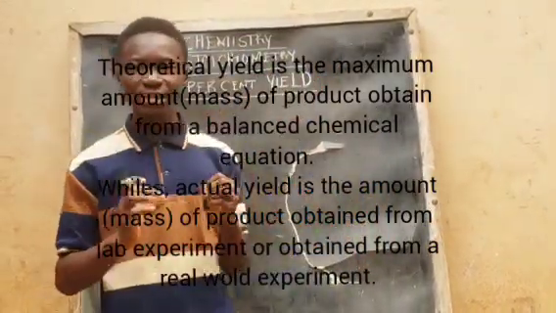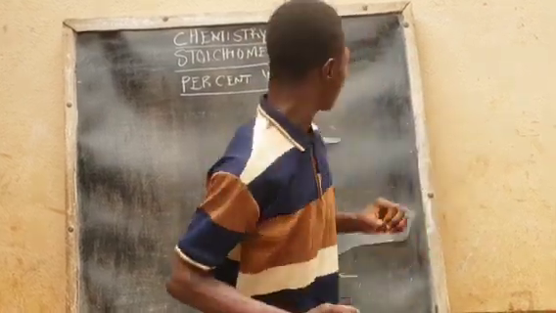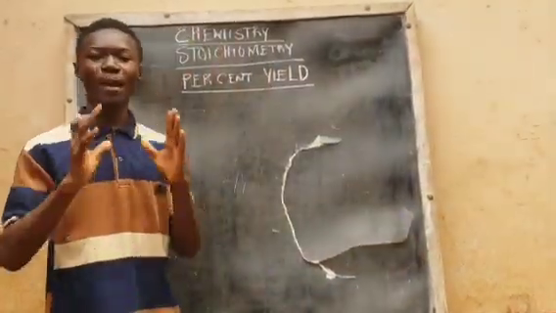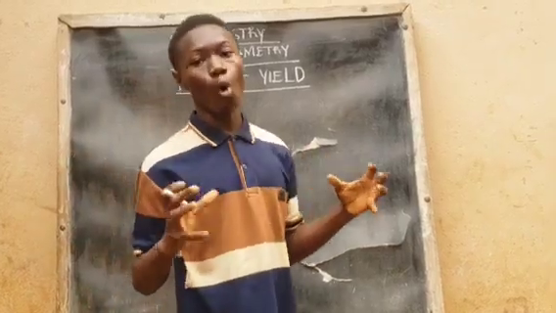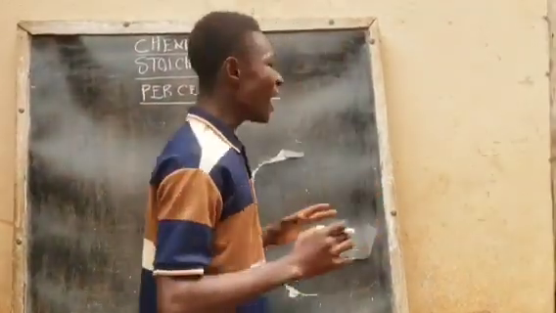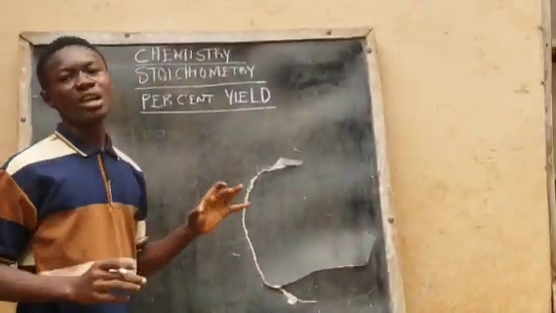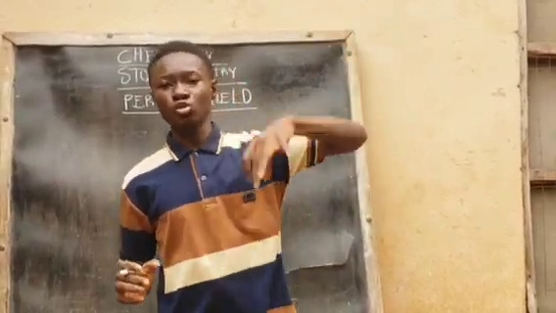While actual yield is the amount or mass of product that is obtained from a lab experiment or from a real world experiment. While the percentage yield of product is the ratio of the actual yield to the theoretical yield expressed as a percentage.